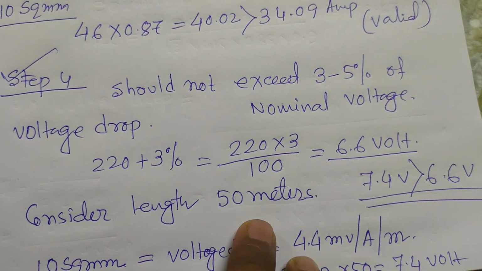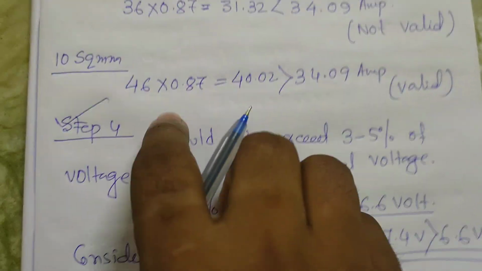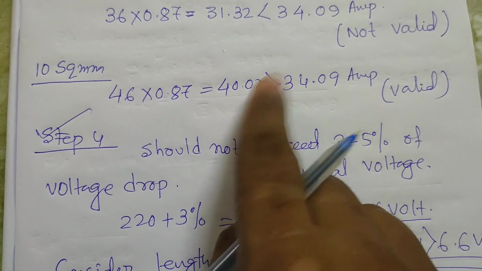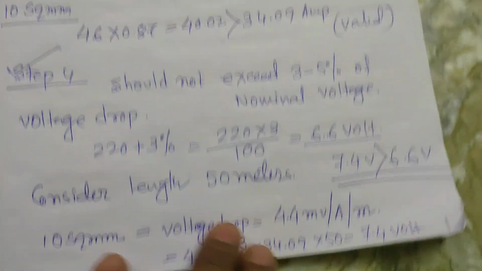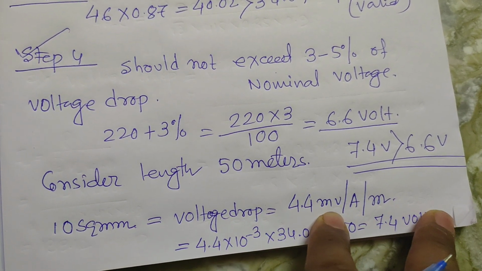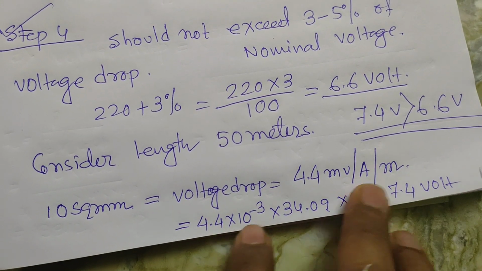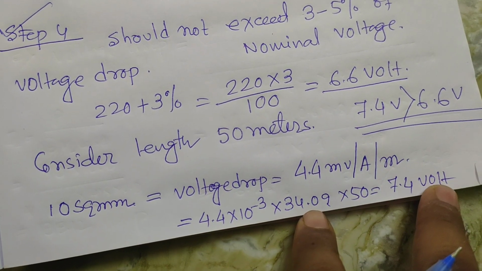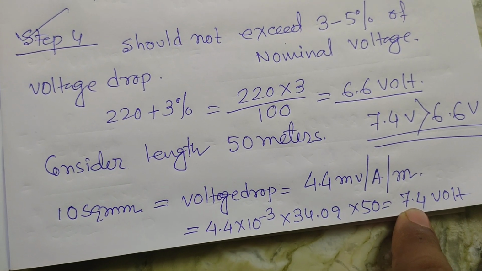Considering the length is 50 meters, from the catalog we consider the 10 square mm cable, because the 10 square mm cable can carry a higher amount of current, as per our calculations. So what is the voltage drop from the catalog? For 10 square mm, the voltage drop is 4.4 millivolt per ampere per meter. So we take 4.4 into 10 to the power minus 3, converting it to volt. Then the current 34.09, then 50 is the length. We get 7.4 volt.